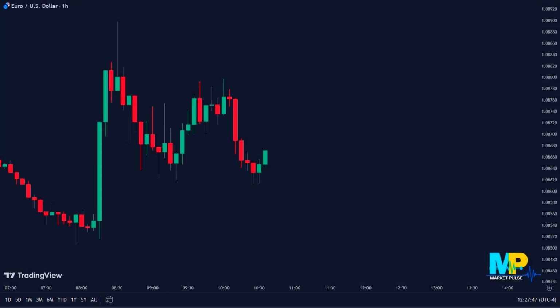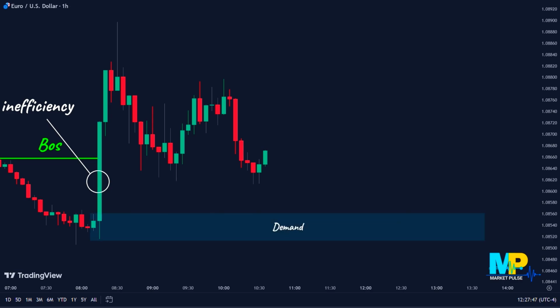Here, we have the EUR/USD 1 hour time frame. As you can see, the price has created a bullish break of structure and left significant inefficiency behind. This gives us perfect demand areas at the bottom. Following this, the price enters the pullback phase, pushing downward and creating a perfect liquidity pool by forming equal lows located just above our point of interest.